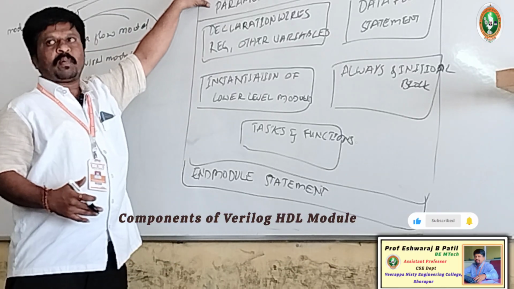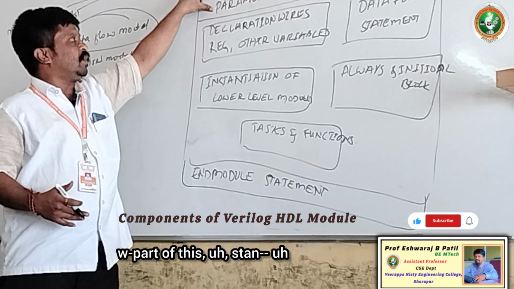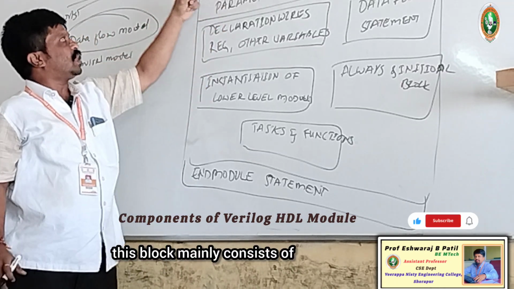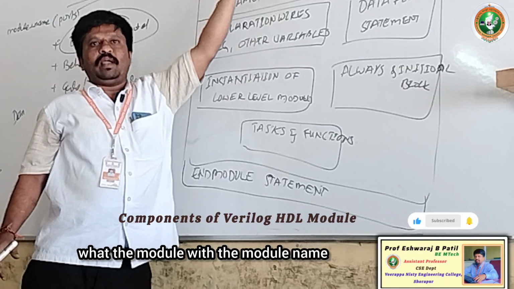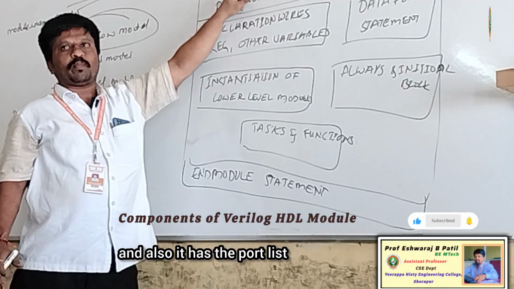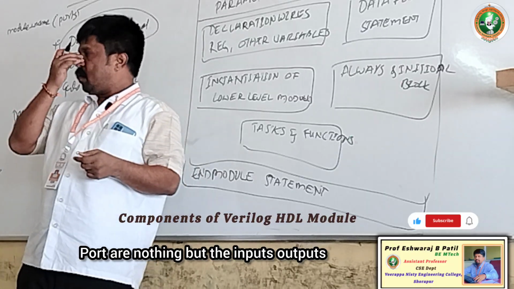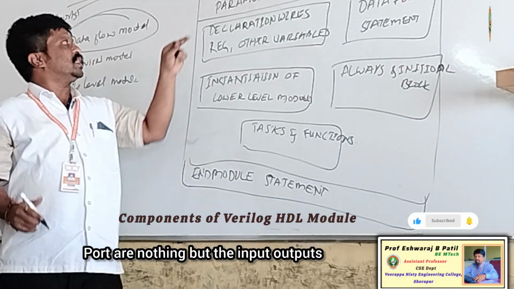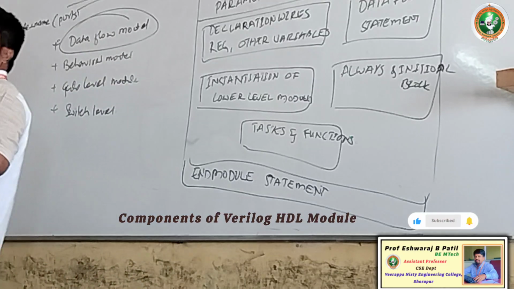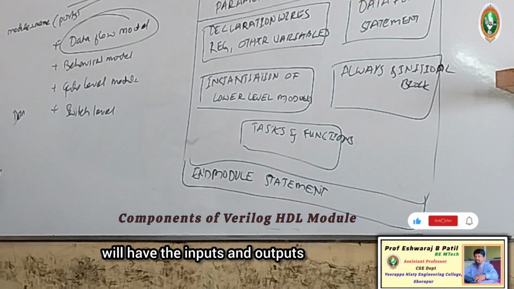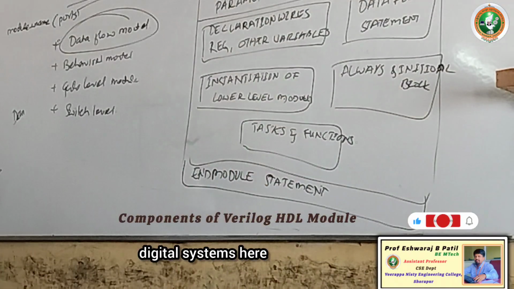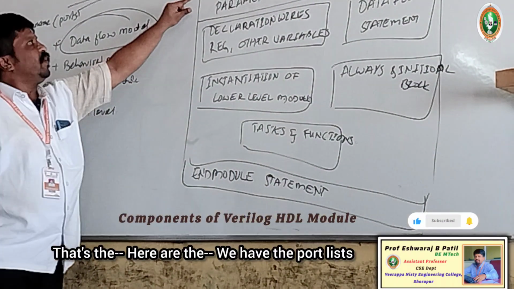The first part of this Verilog HDL model program is the upper part. This block mainly consists of the model name and also the port list. Ports are nothing but the inputs and outputs. Any digital system design always has inputs and outputs. Without inputs and outputs, we don't have any digital system here. That's why we have the port lists.